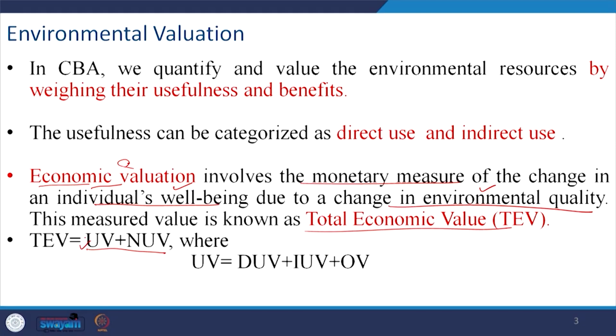But just to sum up, use value consists of direct use values, indirect use values as well as option use values. Likewise, non-use value consists of two values: the first one is the existence value and the second one is bequest value. Accordingly, we are finding the total economic value for any change in environmental quality, and how this change in environmental quality is leading to a change in the individual's welfare.